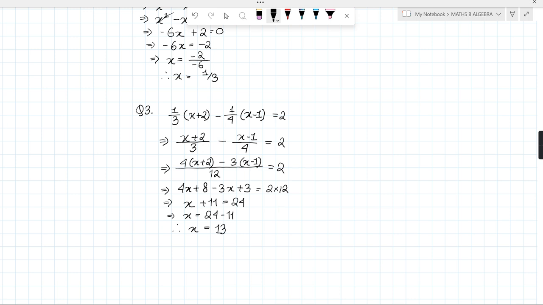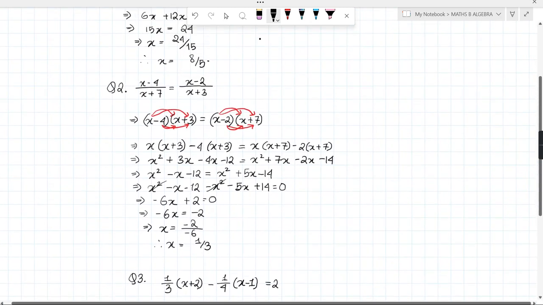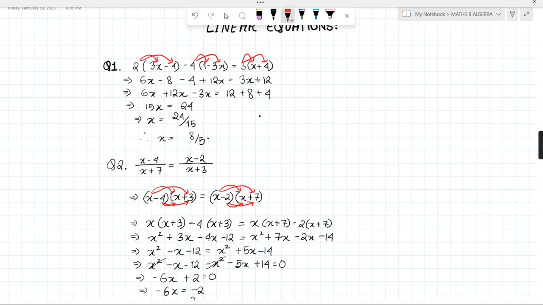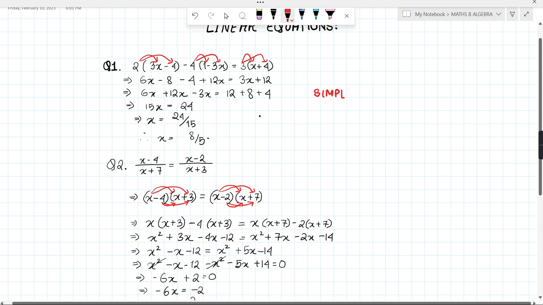So this was another example for linear equation where you have to do LCM for the two fractions and then move to the simplification, right? The concepts are same for the three different types of linear equation that will be asked in your IGCSEs. The first one is simple multiplication. So this one is an example for simple multiplication.